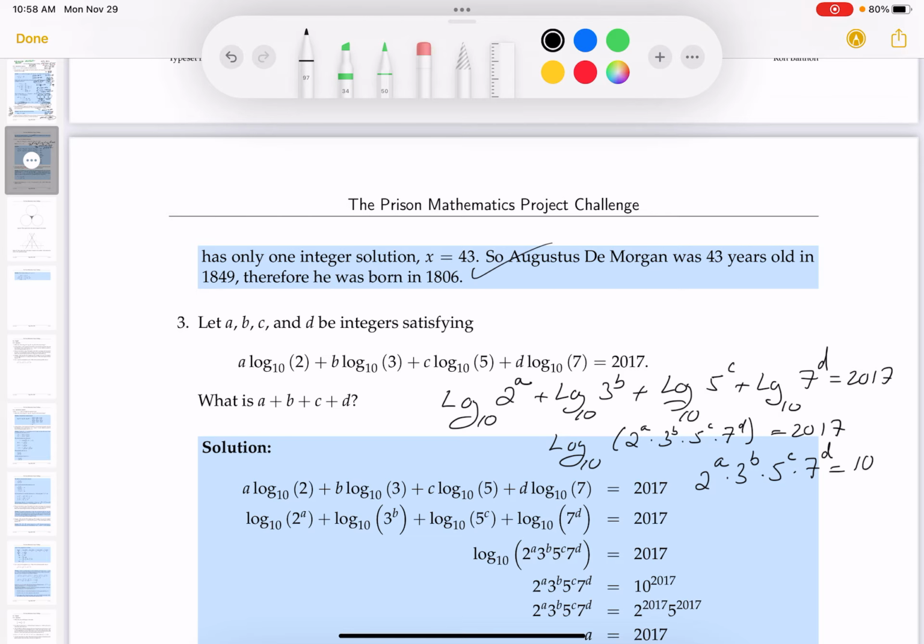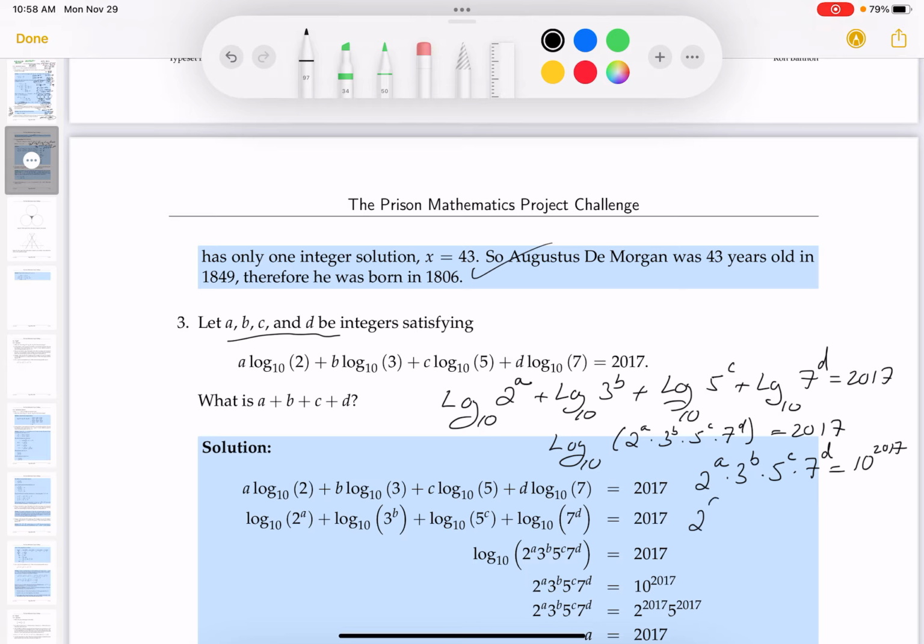And that's going to be 10 to the 2017. I want to tell you, though, that A, B, and C have got to be integers. This makes it a lot easier for me to look at the problem. The reason is that I'm looking for factors like 2, 3, 5, and 7. The number 10 doesn't have any 3 or 7 in it, but it does have a 2 and a 5 in it.